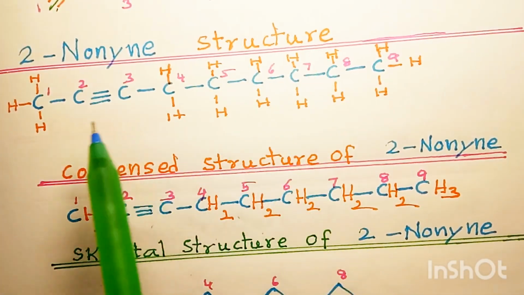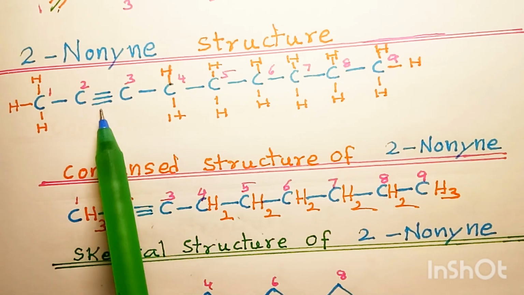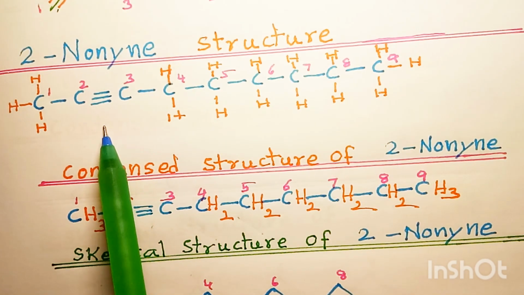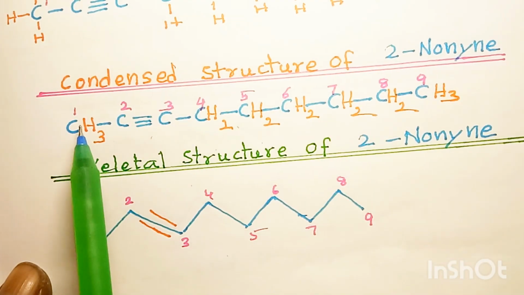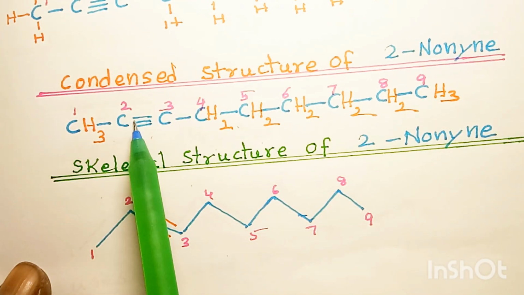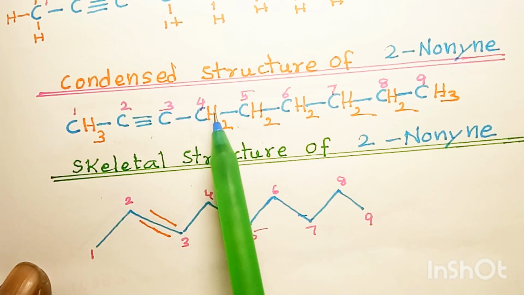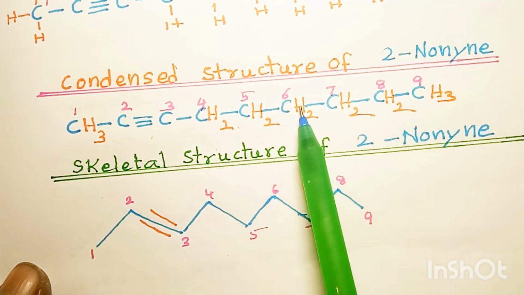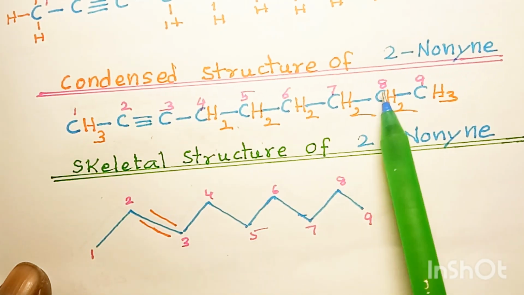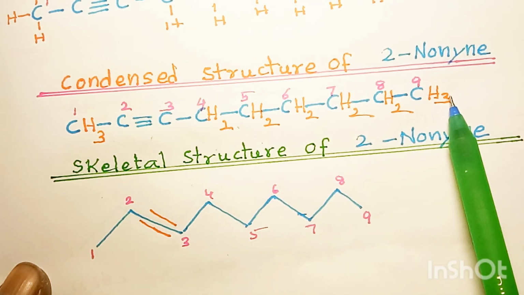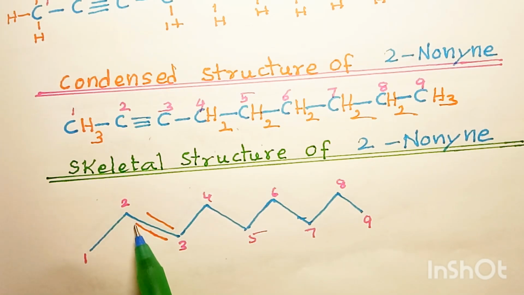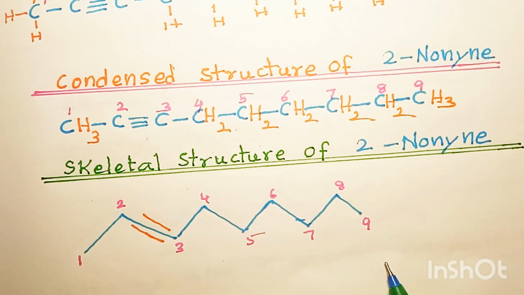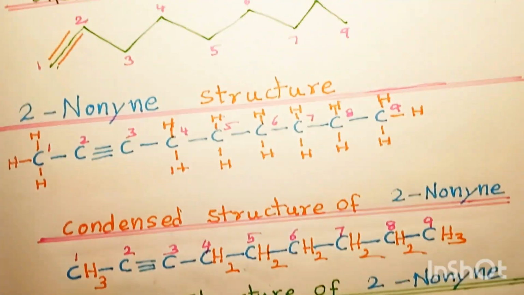Let us see 2-nonyne. The triple bond will be between the second and third carbon atoms. So it is called 2-nonyne. Condensed structure. In the same way we write CH3, single bond C, triple bond C, single bond CH2, single bond CH2, single bond CH2, single bond CH2, single bond CH2, single bond CH3. This is the 2-nonyne skeletal structure. Draw zigzag lines like this and add 2 more lines between 2 and 3 carbon atoms because it is 2-nonyne.